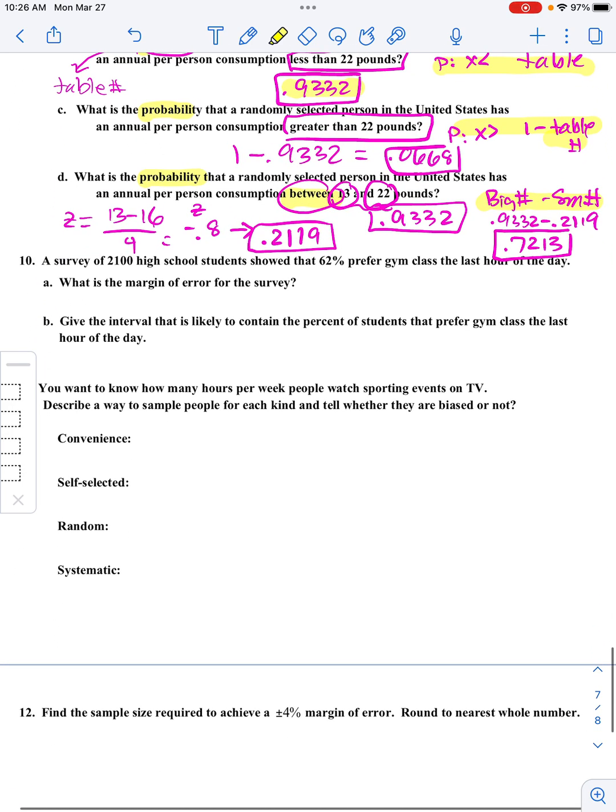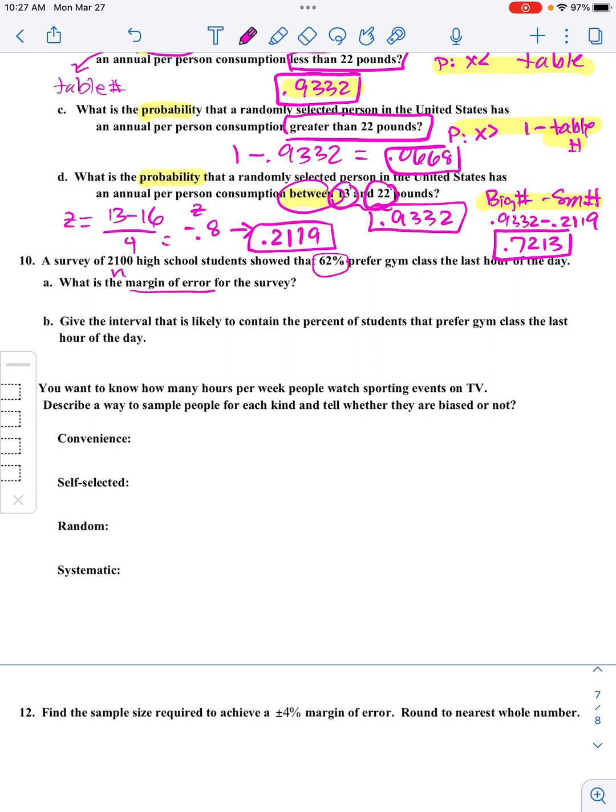Okay. So this is telling me there was a survey of 2,100 high school kids, so that's my N, that's my sample size, and 62% preferred gym class to be the last hour of the day, so that you're not sweaty and gross first hour.